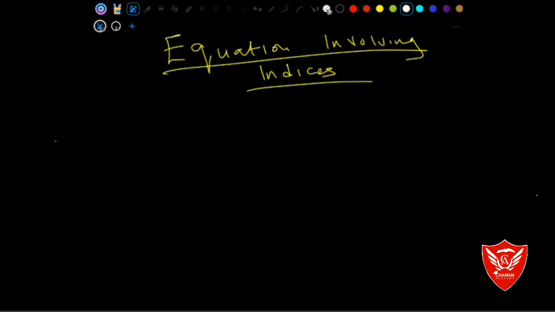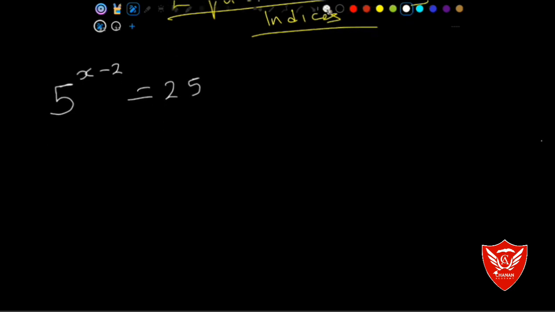Alright, so sometimes you can have questions like 5^(x-2) = 25, and then we are asked to find x. Questions like this are the reason we are going to study this particular part of indices. When we have questions like this, the first thing we need to do is to try and make both sides have the same base.